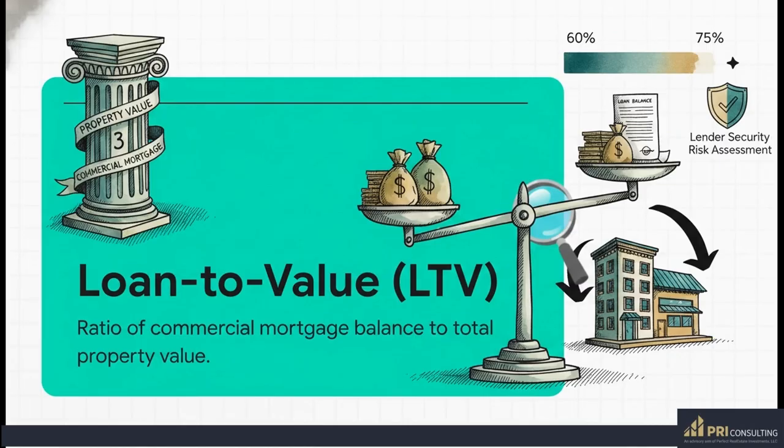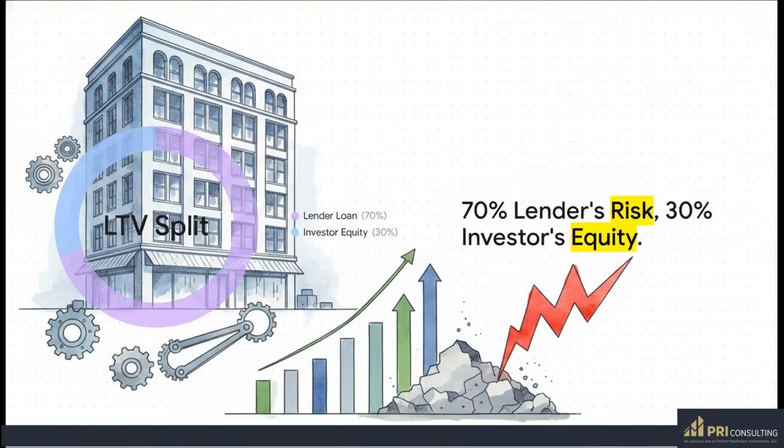Typically, commercial lenders are going to be looking for an LTV somewhere in the range of 60% to 75%. In practice, a 70% LTV split means the lender is taking 70% of the risk by providing the loan, while the investor puts in 30% equity, which is their skin in the game. Higher leverage, meaning a larger loan slice, well, that can massively amplify your returns.